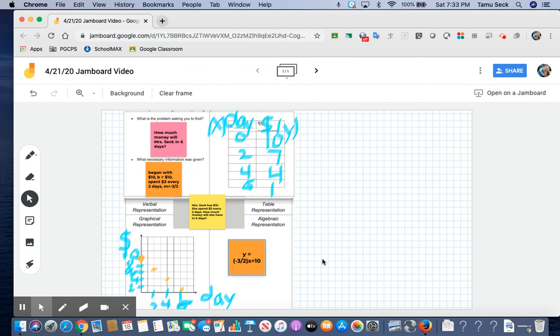So these are some of the features that you can use in Jamboard. And I encourage you to use Jamboard this week in your classwork.